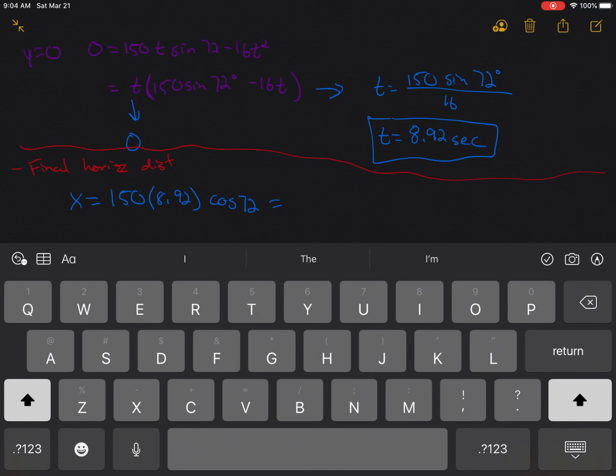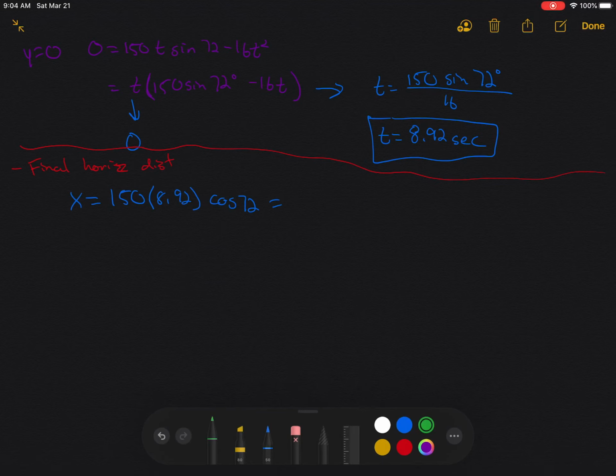Now, again, this is just a calculator problem. Find out our horizontal distance. All it's going to be is plug it in your calculator. 413.5 feet. Okay, something's going on here. Let me write that again: 413.5 feet. There we go. Second time's a charm.